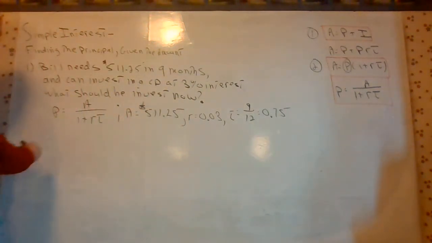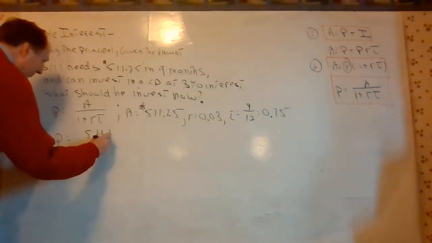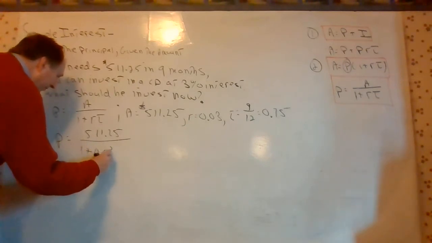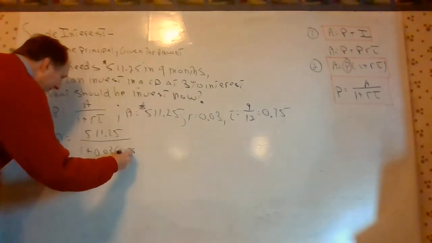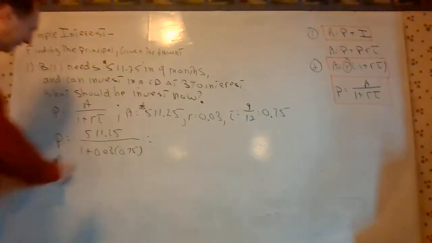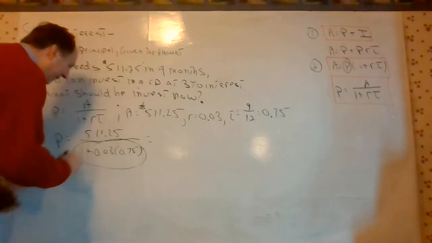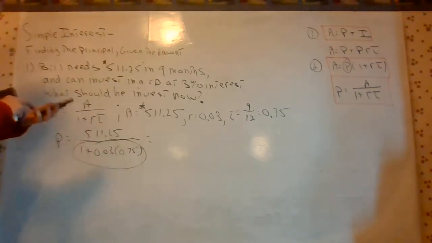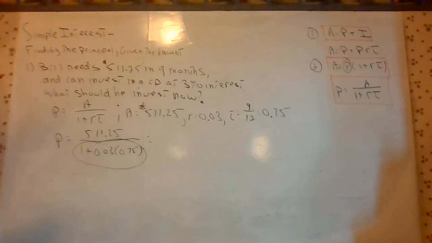Next, we're going to substitute. P equals 511.25 divided by 1 plus 0.03 times 0.75. And like before, you can break down this denominator. You can do this as a separate step. You can do it in one fell swoop, or you can do it separately. And so 1 plus 0.03 times 0.75.